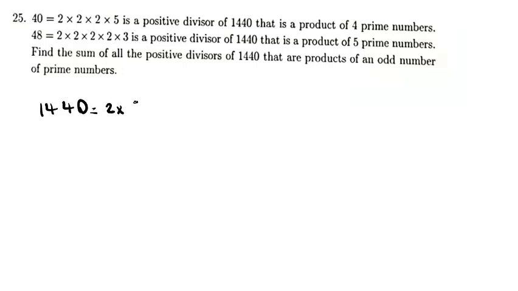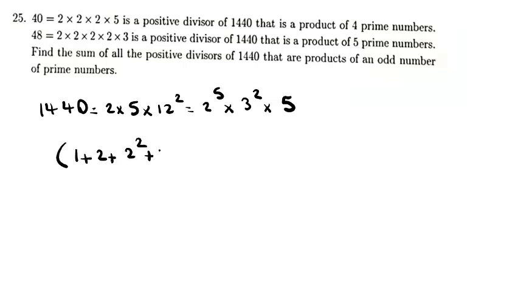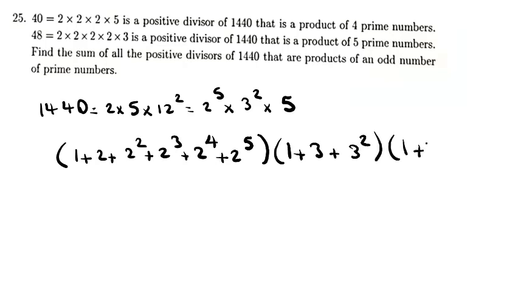1440 is 2 times 720, and it is 12 squared. So here we have 2 squared to the power of 2 is 2 to the 4, times 2, 5, so it will be 2 to the 5 times 3 squared times 5. If you prime factorize, it will be this. If you want to consider the sum of all positive divisors, it will be (2 squared plus 2 cubed plus 2 to the power of 4 plus 2 to the power of 5), (1 plus 3 squared), (1 plus 5).